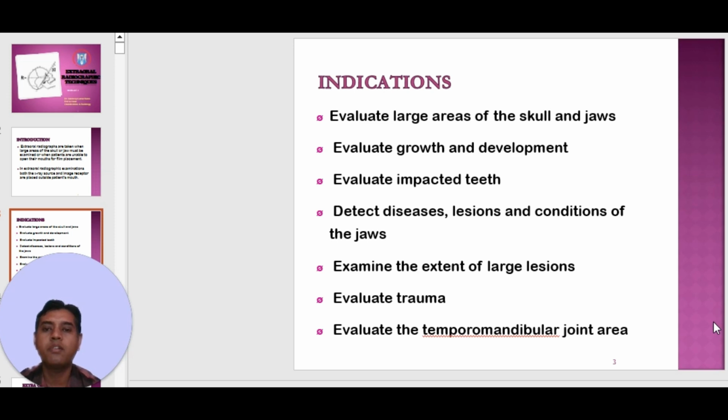The indications of extraoral radiographs are to evaluate larger areas of the skull and jaws, to evaluate growth and development, to evaluate impacted teeth, to detect diseases, lesions and conditions of the jaw, to examine the extent of large lesions, to evaluate trauma, and to evaluate the TMJ area.